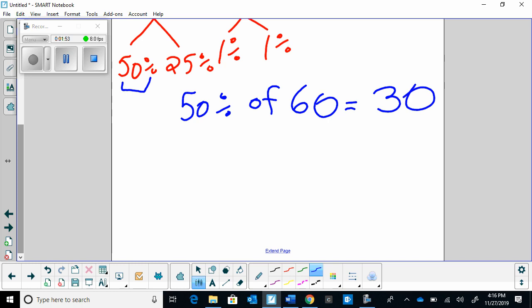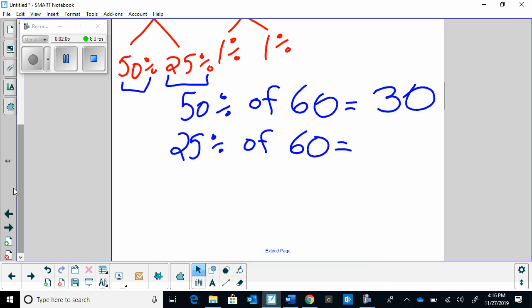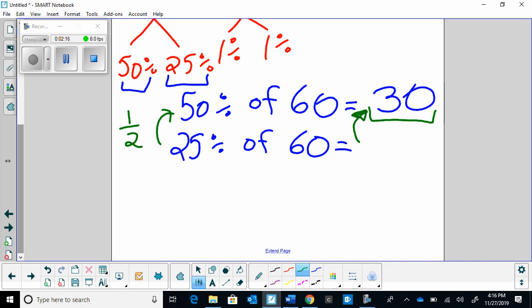And the next percentage you want to look at is 25%. And we go, well, 25% of 60, now that might be a little bit harder to think of. You could think of it as a quarter of 60, or you can say, well, I know what 50% of 60 was. It was 30, and I know that 25% is half of 50%. So then I want to say, well, what's half of 30 then? And we know that that's going to be 15. So 25% of 60 is 15.